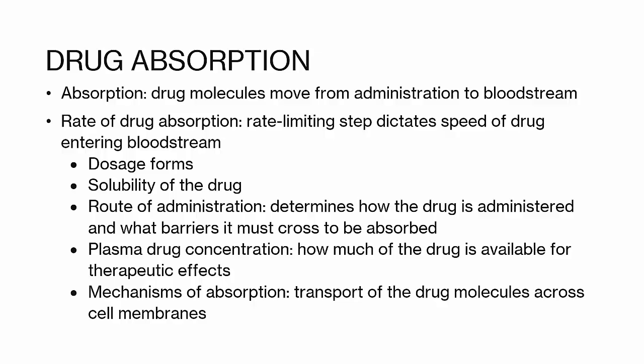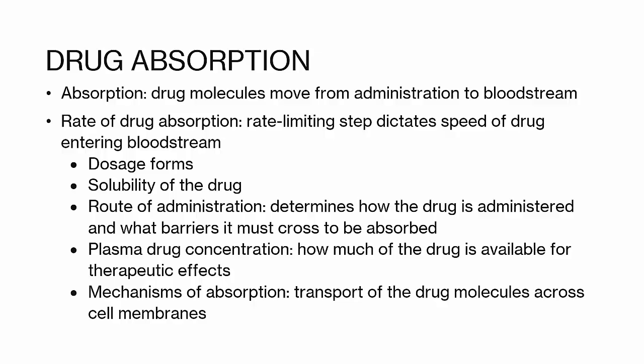The rate of the drug absorbed into the body depends on these processes, including the dosage form, the solubility of the drug, the route of administration, and the plasma drug concentration, as well as the mechanism of absorption. The dosage form determines how the drug is liberated in the body fluids. The solubility is the formulation and physiochemical properties that determine how the drug dissolves in the body fluid.